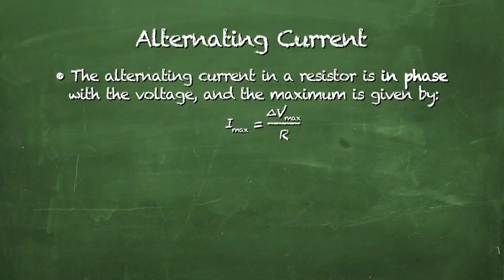The alternating current in a resistor is in phase with the voltage, and the maximum is given by I max, or the maximum current, is equal to delta V max, which is the maximum voltage across the resistor, divided by the resistance. Let's take a look at an example of that.